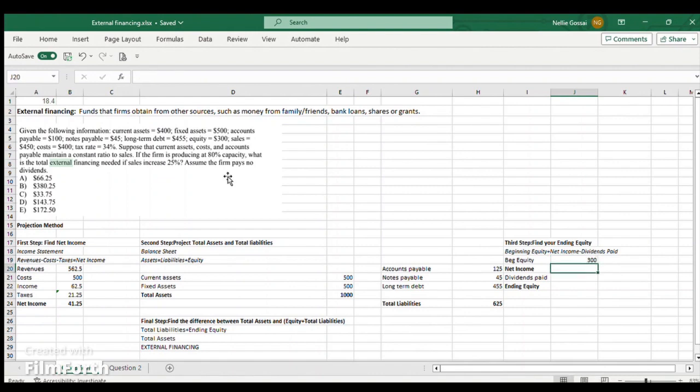Moving on to our ending equity. We know that the problem gives us our beginning equity, which is $300. This is where our net income comes in. So we have that as 41.25, and we also need to subtract our dividends paid. It's mentioned that the firm pays no dividends.